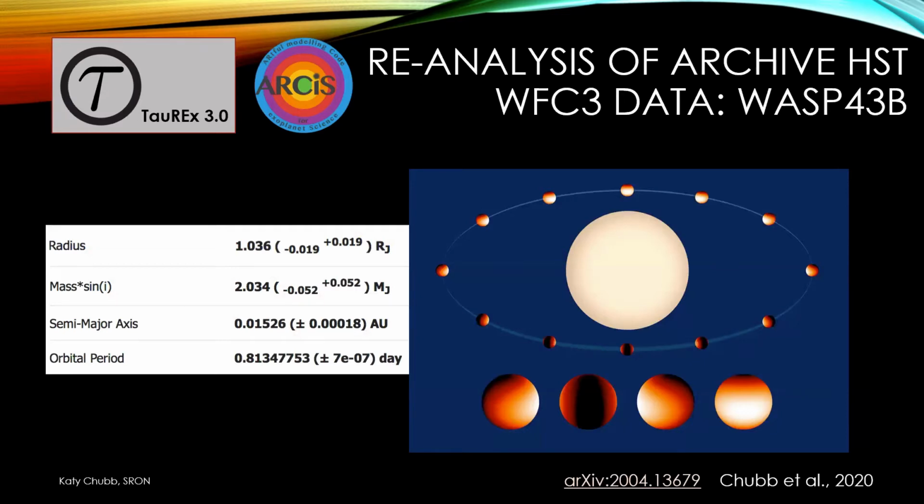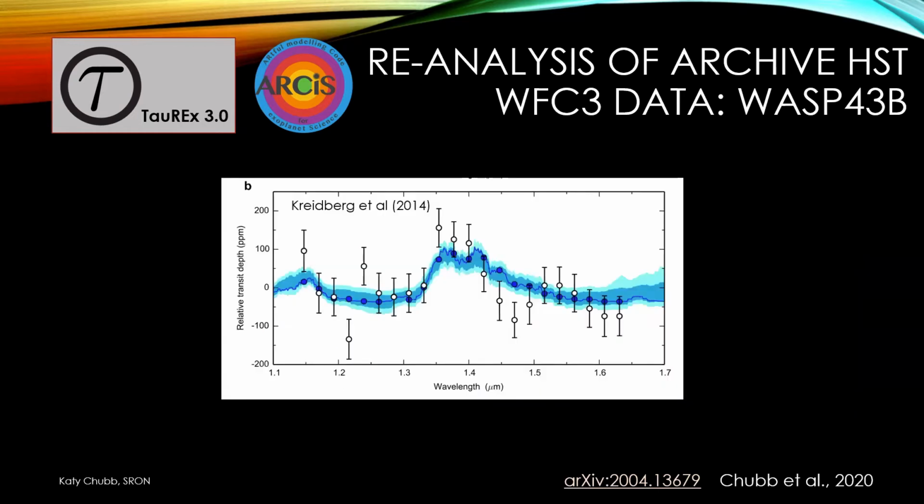After computing all these cross sections for use in retrieval codes, I then led a project where we reanalyzed some archival Hubble HST transmission spectra of WASP-43b. WASP-43b is a hot Jupiter exoplanet orbiting close to its host star, and it's assumed to be tidally locked, so the same face of the planet is always facing the star. This is the transmission spectra that we used from Kreidberg et al. 2014.